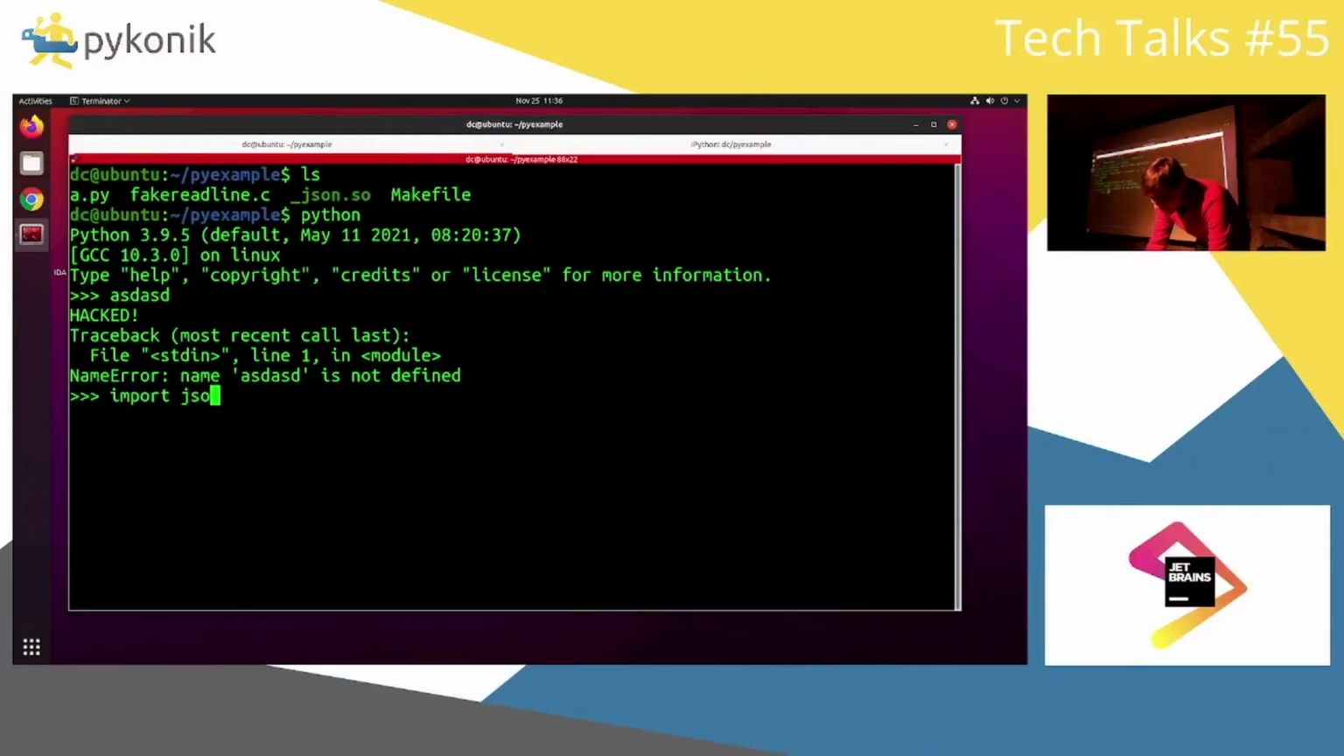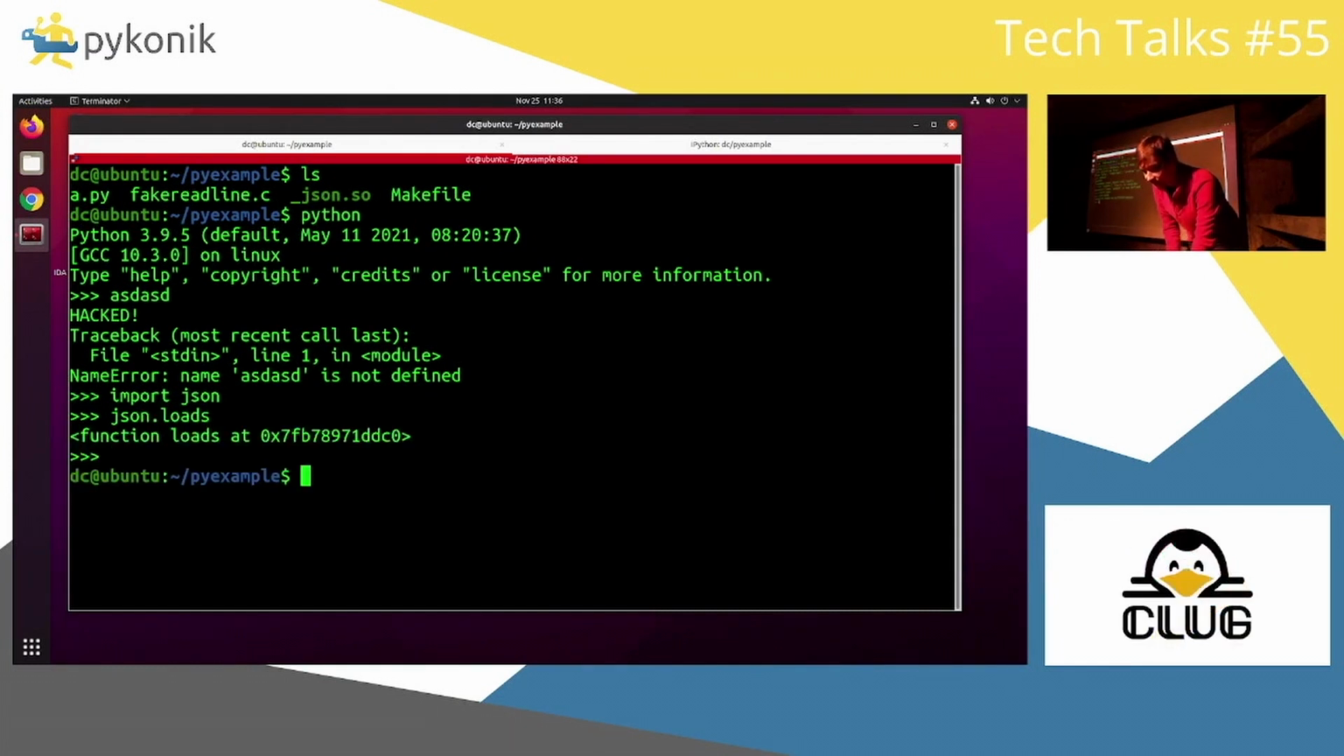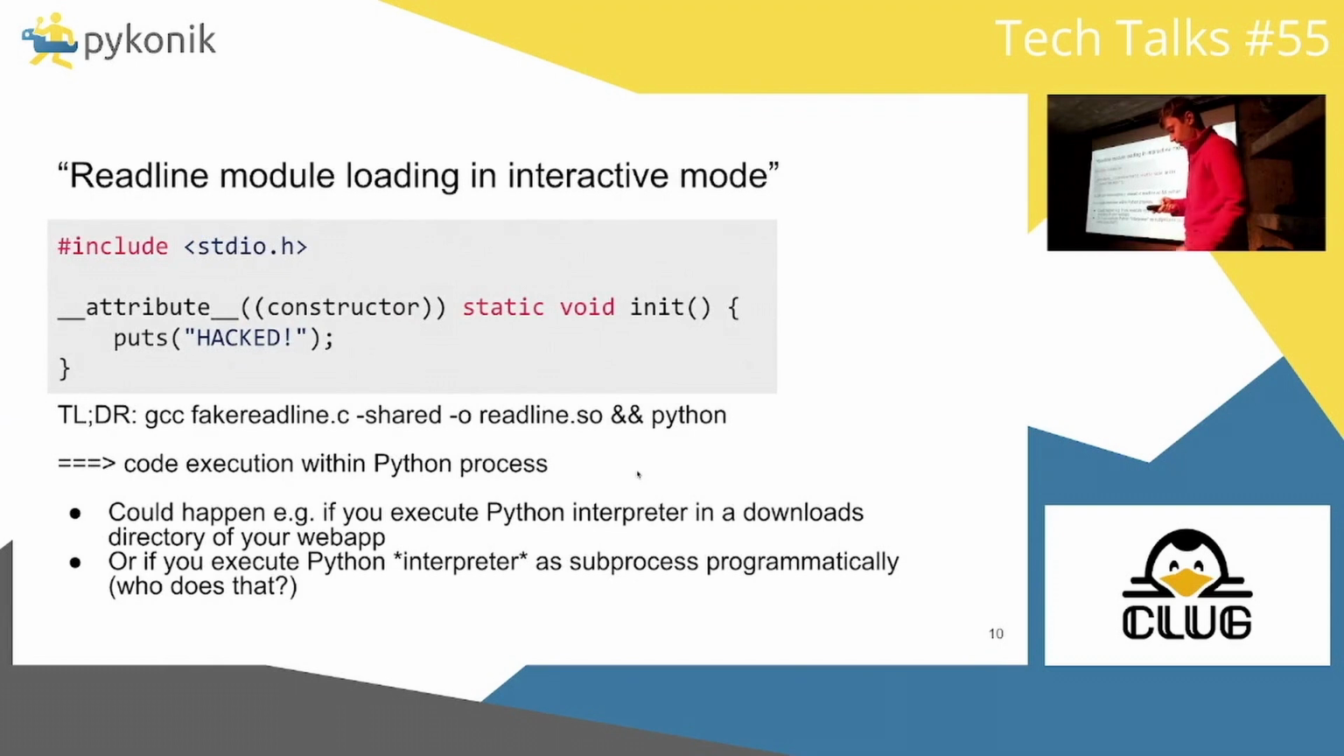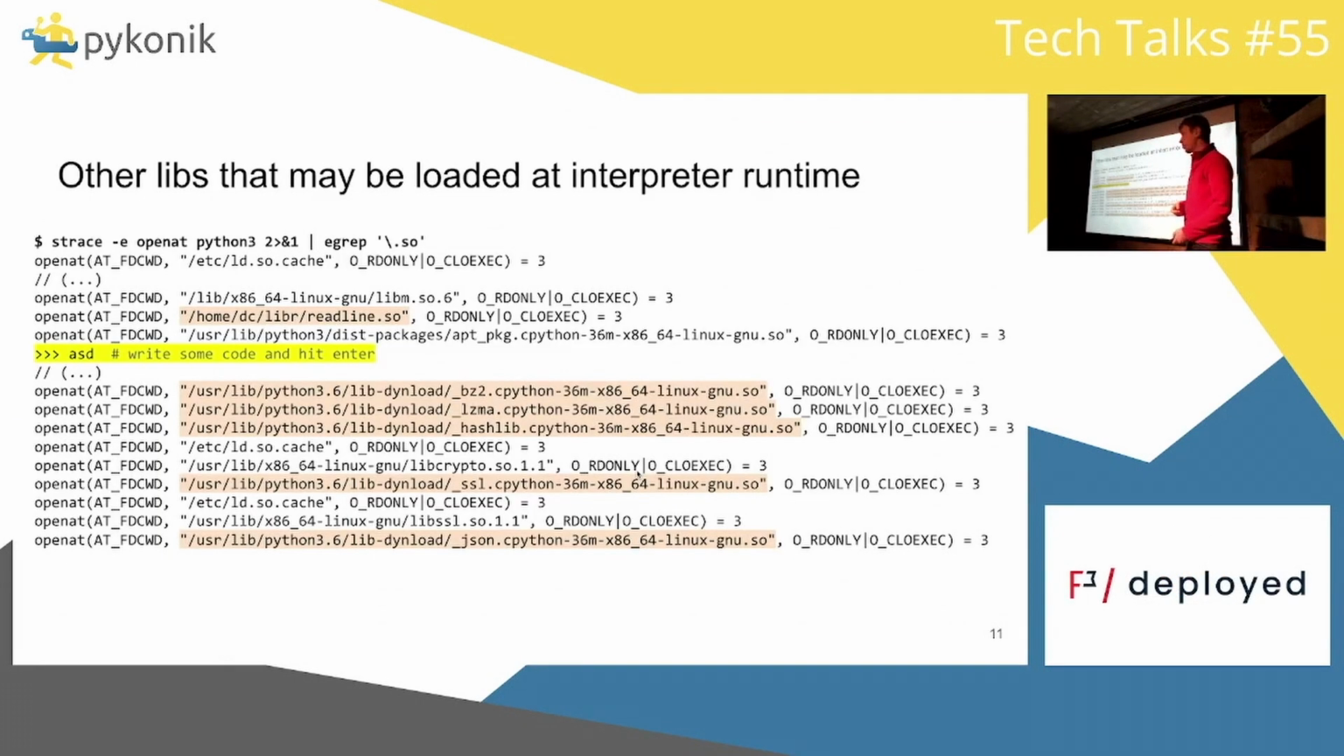By the way, I wonder if import json works right now. Actually, it seems it works. So that's weird, what happened here. That's something to be investigated, because I didn't really look at it that much. So as I showed you, we can use strace and see that readline is loaded, and that some other libraries are loaded that can have the same semantics as this readline here.